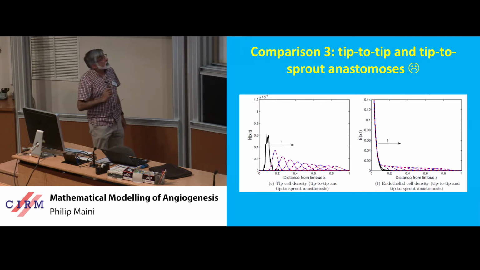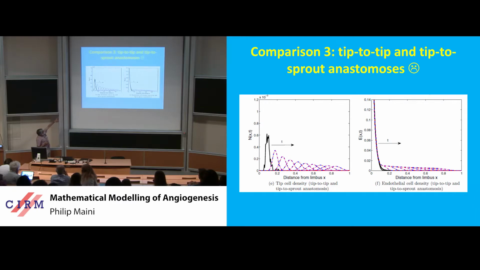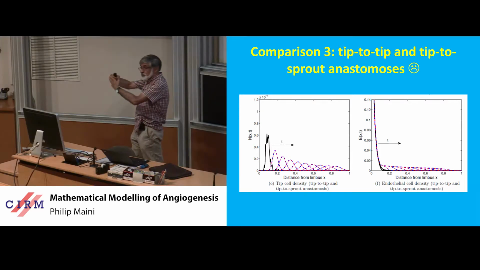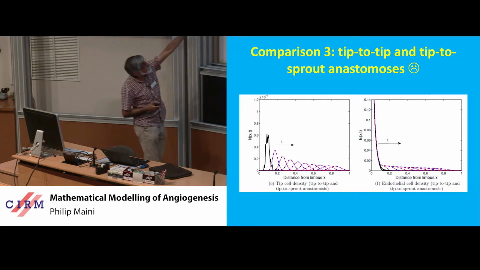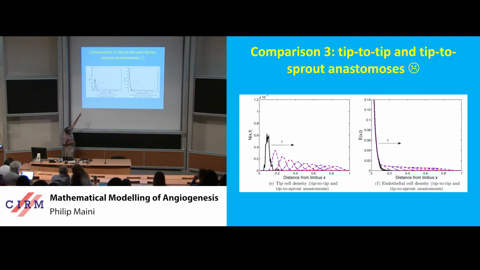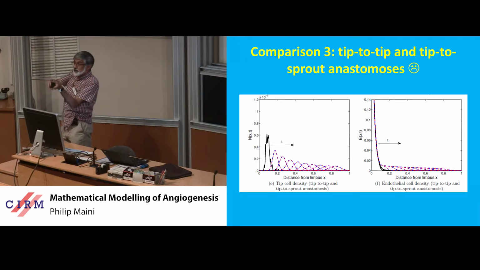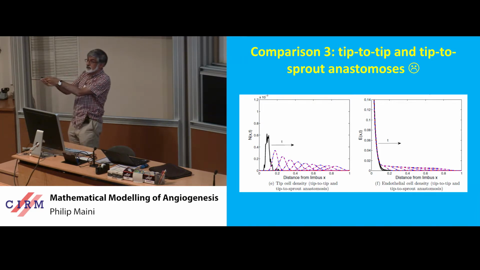Yeah. So here's an example where we allow tip-to-tip anastomosis and tip-to-sprout anastomosis. And what you see here is the new model and the old model both agree with each other perfectly, and they're both totally wrong. Okay, the actual answer, the black line, which you can't see, is 0. Okay? So these models, the two models, the new model and the old model, agree all the time, whether the answer is right or wrong. Okay?